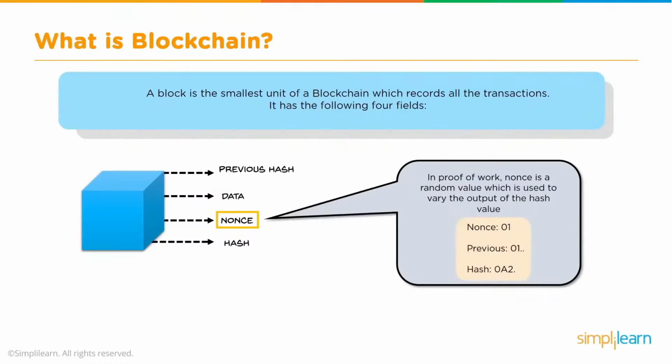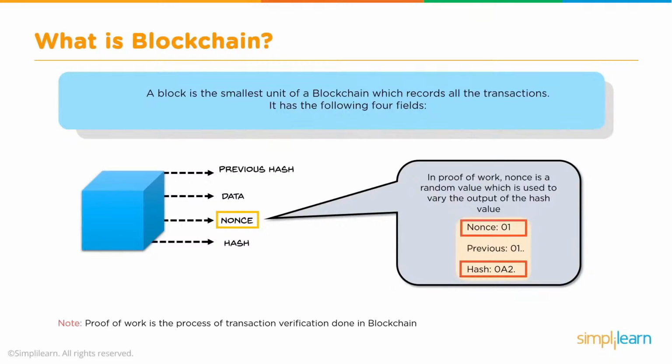Nonce. In the proof of work consensus algorithm which is used in Bitcoin, nonce is a random value which is used to vary the output of the hash value. Every block is supposed to generate a hash value, and nonce is the parameter which is used to generate that hash value. And proof of work is the process of transaction verification done in blockchain.